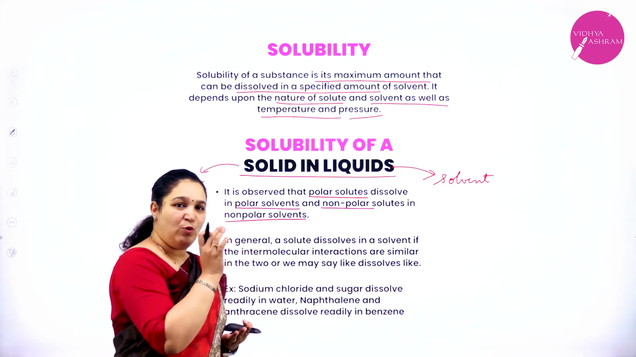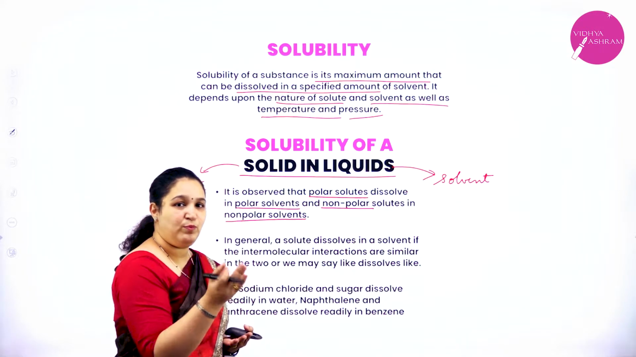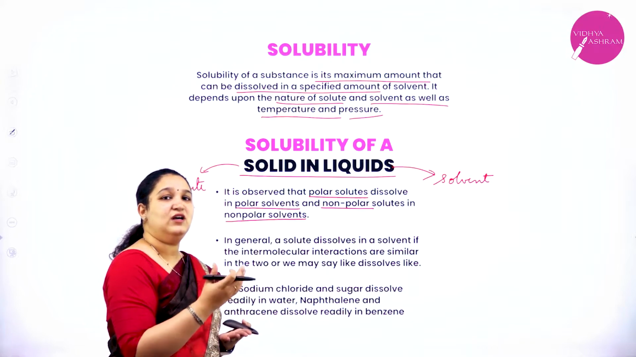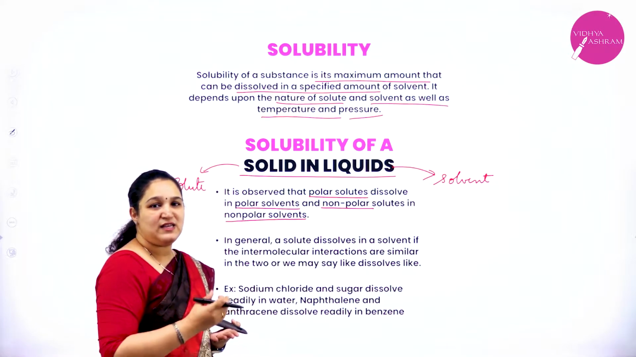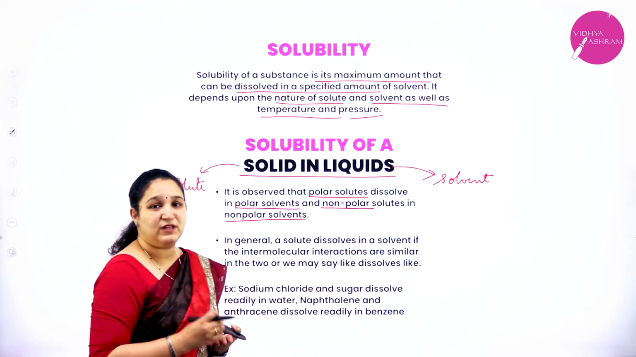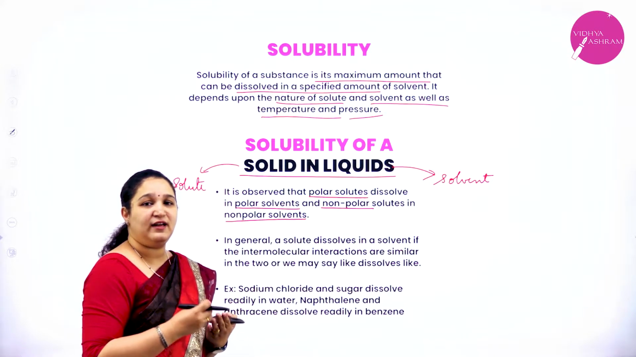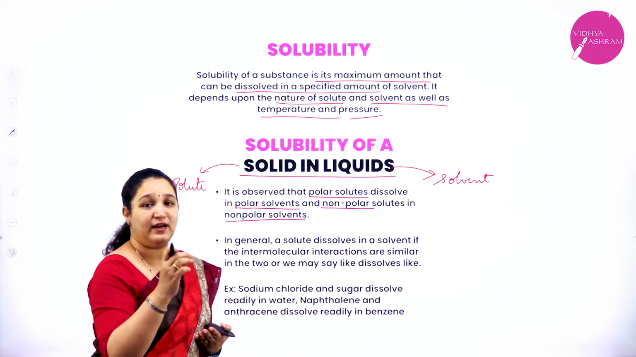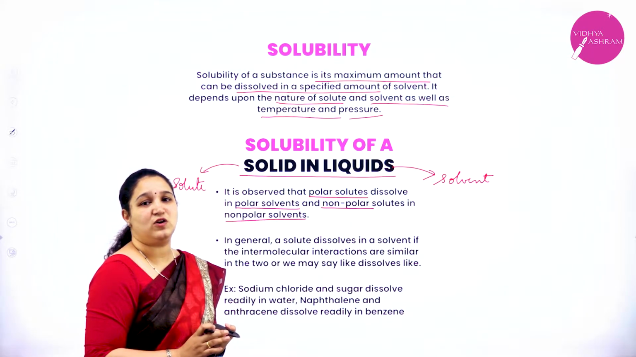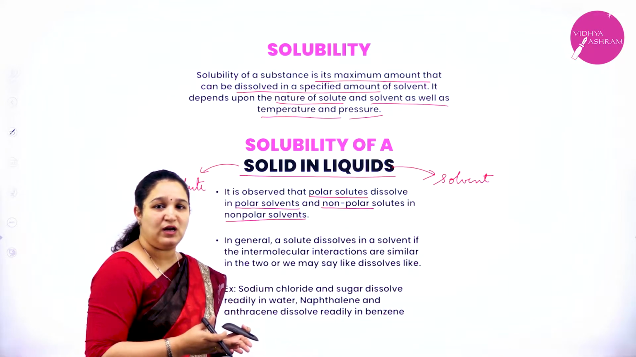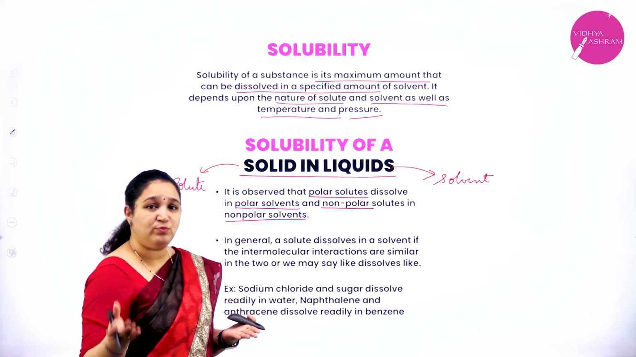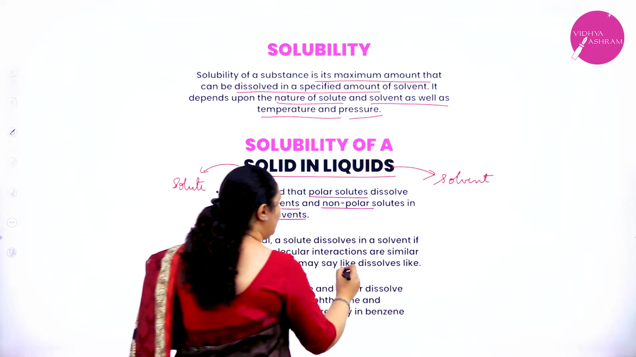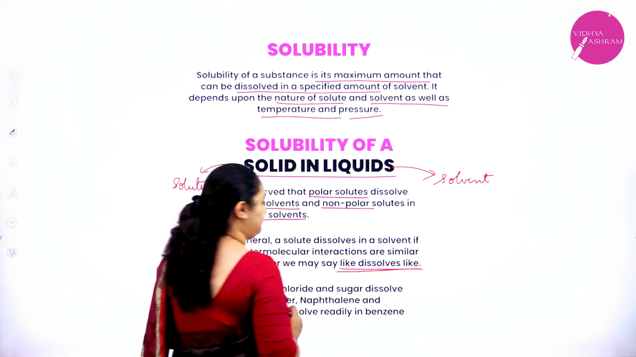So what is it? Polar solutes will dissolve in polar solvent, whereas non-polar solute will dissolve in non-polar solvent. For example, for non-polar I can give naphthalene. Naphthalene if I take and try to dissolve in benzene, it will dissolve. But if I take that naphthalene and try to dissolve in water, it will not dissolve because naphthalene is a non-polar solute. It will dissolve in non-polar solvent only. So we can tell that like dissolves like.